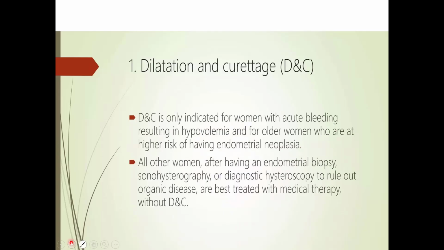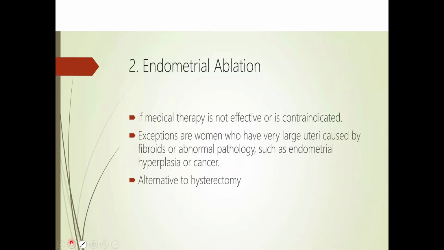Dilation and curettage is only indicated for women with acute bleeding resulting in hypovolemia and for older women who are at high risk of having endometrial neoplasia. All other women, after having an endometrial biopsy, sonohysterography or diagnostic hysteroscopy to rule out organic disease, are best treated with medical therapy without dilation and curettage. Endometrial ablation. If medical therapy is not effective or is contraindicated, it can be performed. Exceptions are women who have very large uteri caused by fibroids or abnormal pathology such as endometrial hyperplasia or cancer, and it is an alternative to hysterectomy.